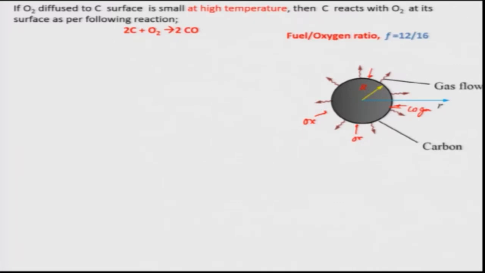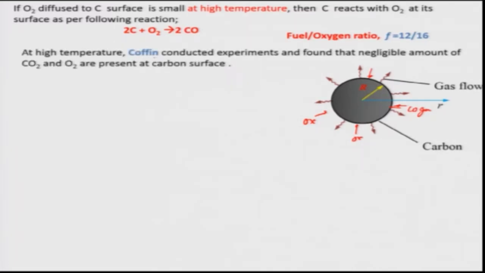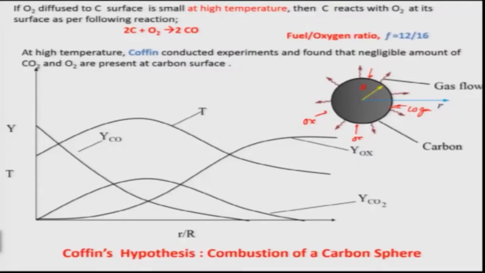And what people have found out, particularly Coffin, who conducted several experiments on the carbon sphere at high temperature, he found that negligible amounts of carbon dioxide and oxygen are present at the carbon surface, unlike what we had discussed earlier. His data shows that y is the mass fraction of carbon monoxide, and the mass fraction of carbon monoxide decreases from the solid surface. This is r by R equal to 1, corresponding to the fuel surface, and the mass fraction of carbon monoxide decreases and becomes a very small value far away from the carbon sphere.